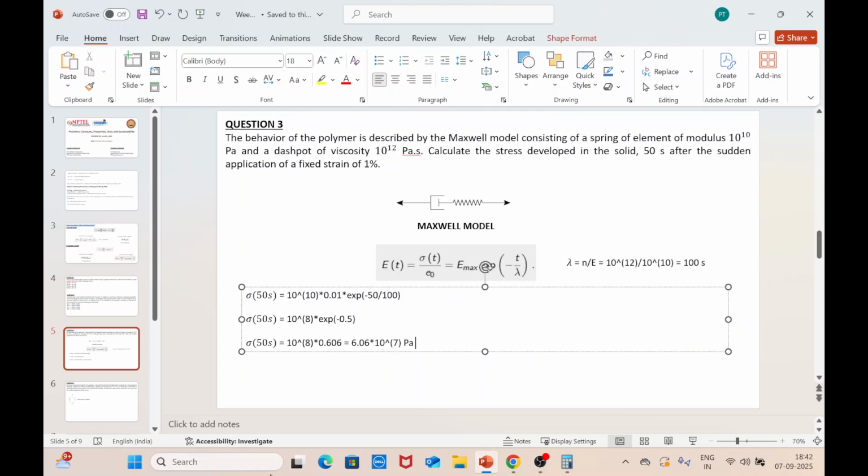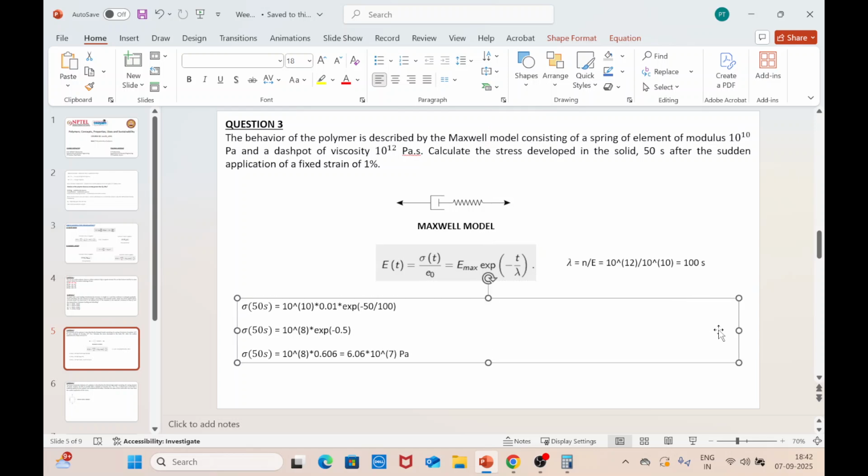Anyone? We have to solve a very similar problem for the Kelvin-Voigt model. That is the next question. So something very similar. But again, there you will be asked to calculate either the compliance, which is nothing but the inverse ratio of your stress to strain, or you will be asked to calculate how much strain will be developed in the material.